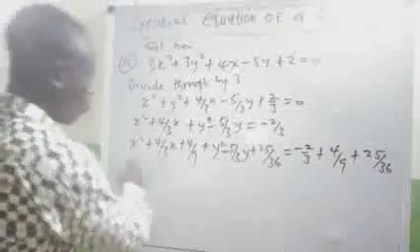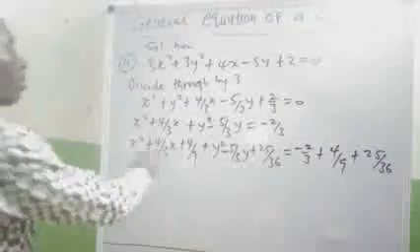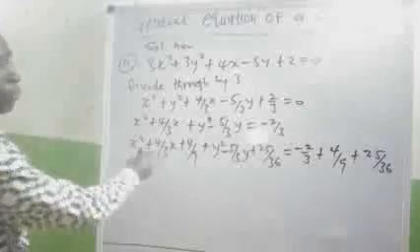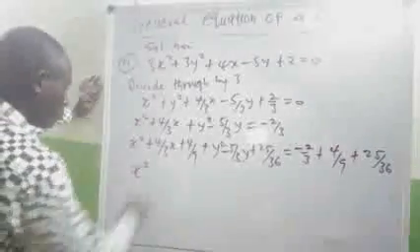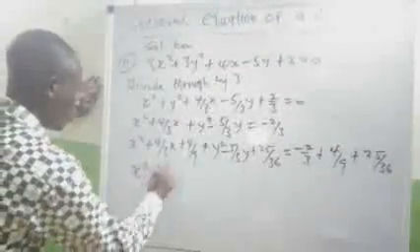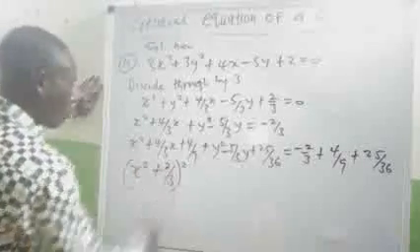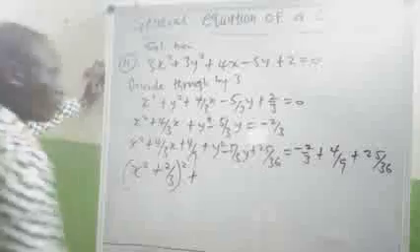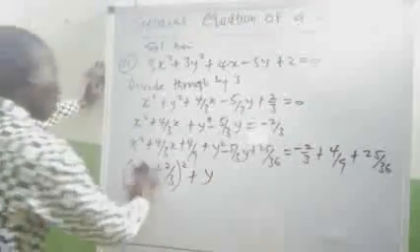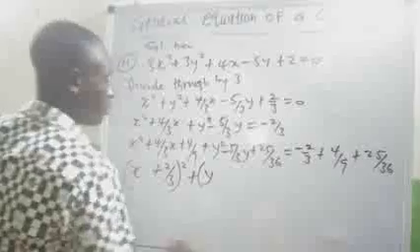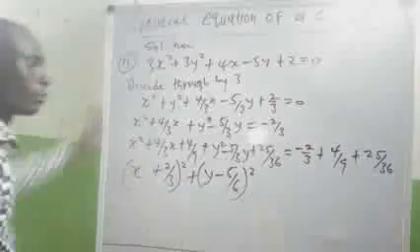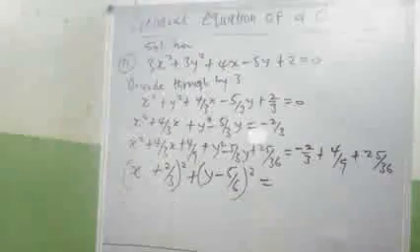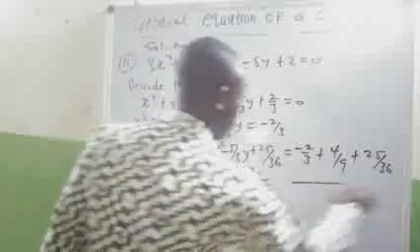So if I factorize this way, two numbers will multiply to give us this. When we add it together, will give us this. That is the method of factorization. And we have x plus 2 over 3 all squared plus y bracket minus 5 over 6 all squared will be equals to, if you solve this part here, LCM is 36.